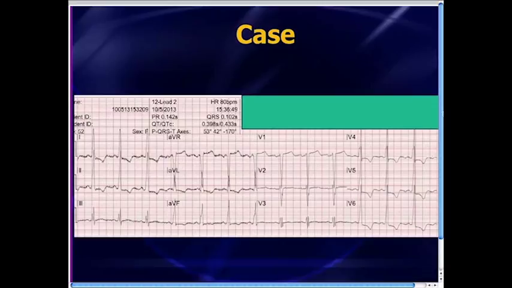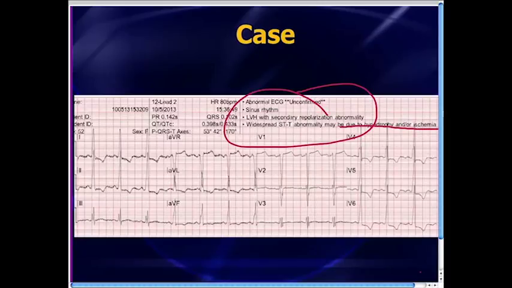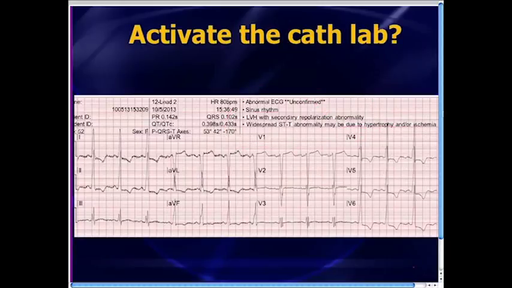Well, the 12-lead EKG showed something a little bit different. The interpretation just showed LVH with some secondary repolarization abnormality or a strain type of pattern, but maybe a little hypertrophy and some ischemic pattern as well. So what are you going to do with that? Are you going to activate the cath lab based on that? Well, this is a tough call.